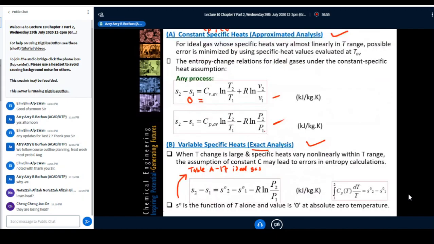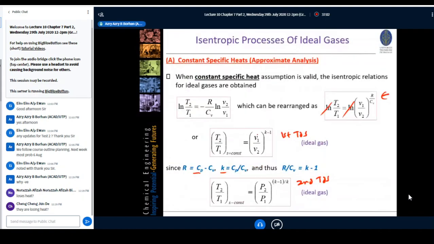From this equation over here, because it is isentropic, the term is 0. So you simplify just what you have done from the first TdS, and you will end up with this equation: T2 over T1, with s equals a constant, which means isentropic, equals (P2 over P1) to the power of (k minus 1) over k.